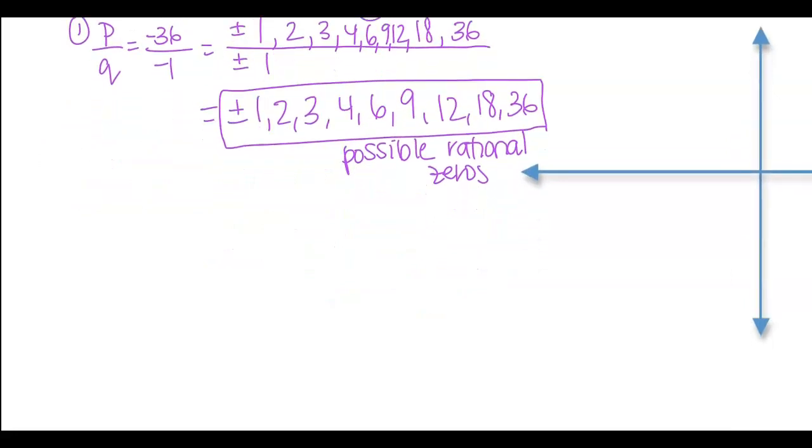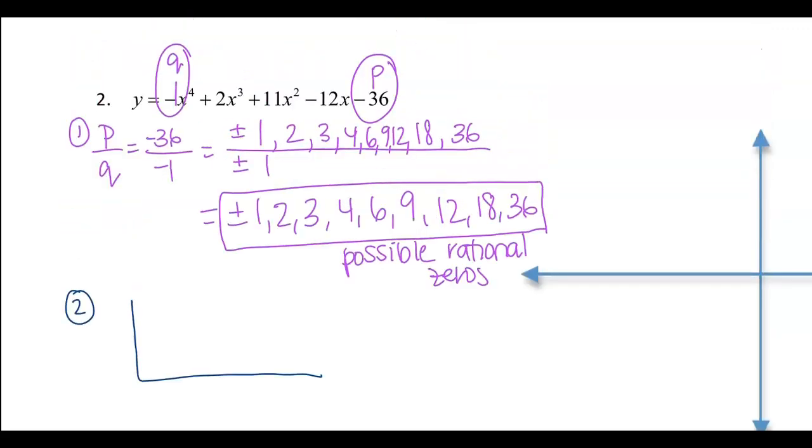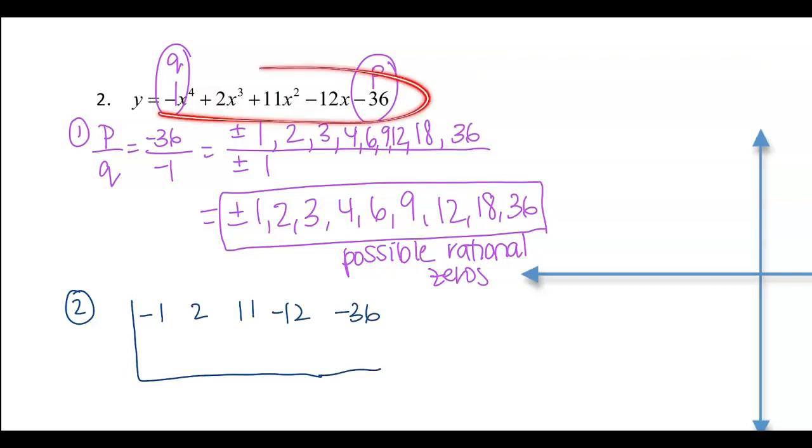So for the next step, for step 2, we're going to go ahead and start using synthetic division. So using synthetic division, I'm going to take the leading coefficients from my polynomial. So that's -1, 2, 11, -12, and -36. Just to make sure there's no terms missing from this, right? 4, 3, 2, 1 constant. Nope, nothing's missing. We're going to take the first possible 0, which is +1, and we're going to start dividing. First step, bring down, then multiply, add, repeat.